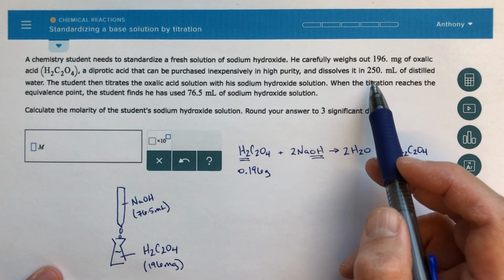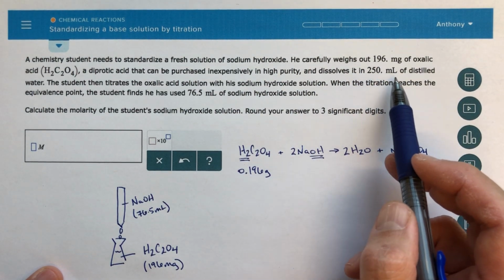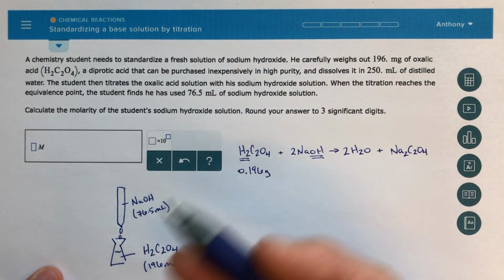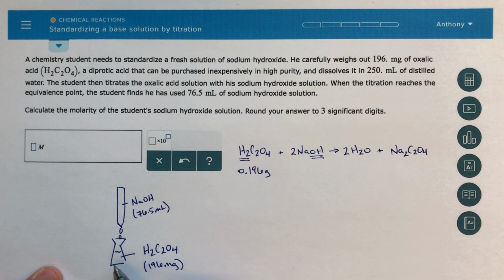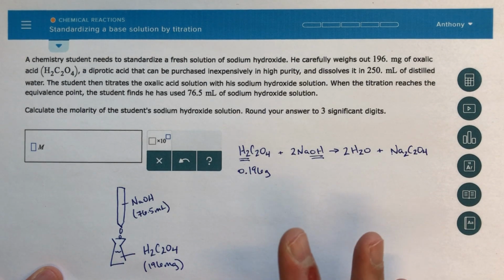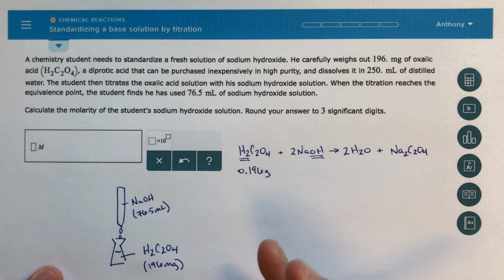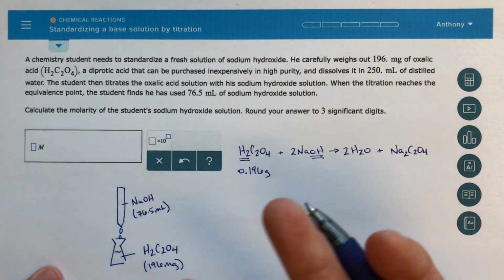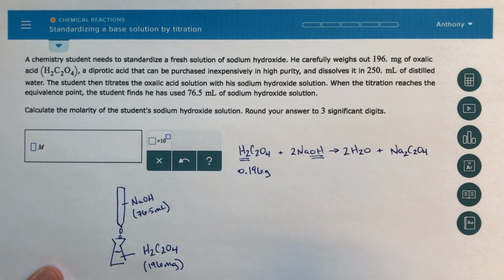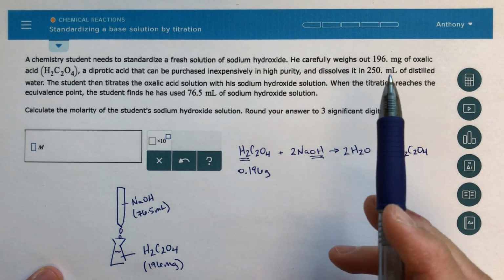I think we get confused by this quite a bit. This 250 milliliters of distilled water is actually totally irrelevant. That's just saying we're going to have 250 milliliters in this flask down here. But if you put more water in here, yes, the molarity will change, but the number of moles will not. And that's really what we're concerned with: how many moles of H2C2O4 do I start with? Because that's going to equal the number of moles of sodium hydroxide that we need to get to the equivalence point. So really, this 250 milliliters is totally irrelevant.